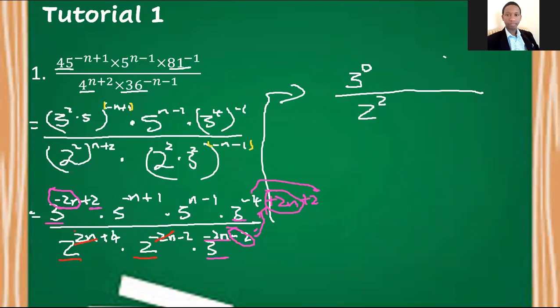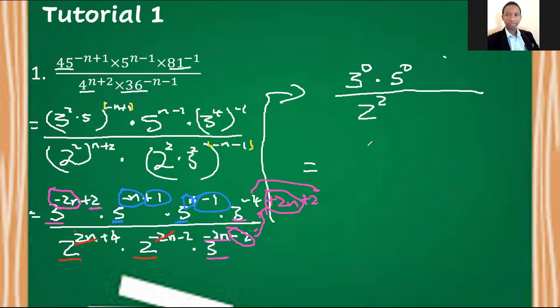So finally, let's look at the 5s. Let me just pick a different color. If you look at the 5s, I've got a 5 to the exponent of negative n plus 1 and a 5 to the exponent of n minus 1. But you'll see that negative n plus n is 0. 1 minus 1 is also 0. So actually, I also have here 5 to the exponent 0. Now, I have accounted for all bases and exponents.